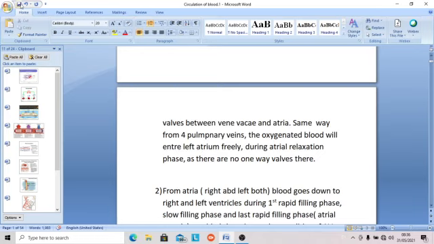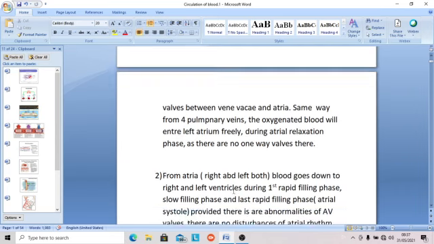Between the vena cava and atria, on both sides there are no valves. In the same way, from the four pulmonary veins, the oxygenated blood will enter the left atrium freely during the atrial relaxation phase. There are no one-way valves there.